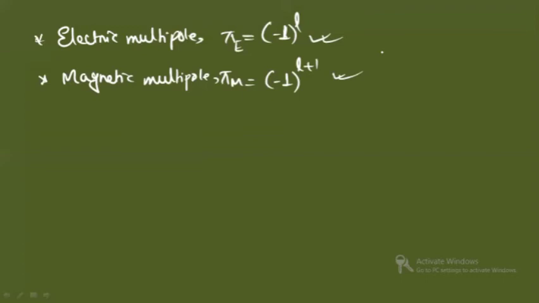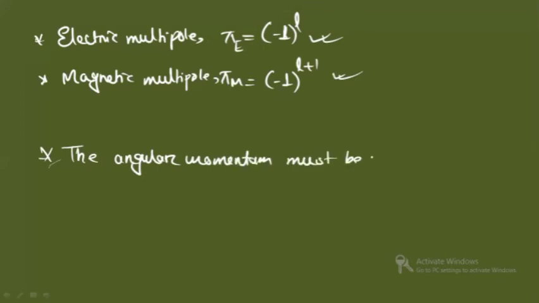Clear? So we have seen the features of gamma rays. We have discussed the electric and magnetic multipoles, the multipolarity, the order of the pole, and the parity. The last thing we have to see here is that the angular momentum must be conserved. This is also important. Now we will solve one or two sums so that you get an idea of how the electric and magnetic multipole parities can be used in problems. So now let's see the problems.